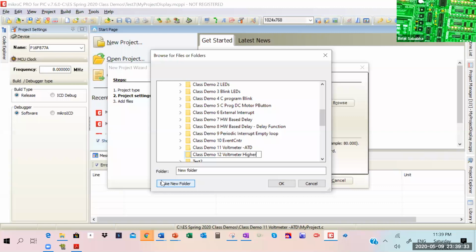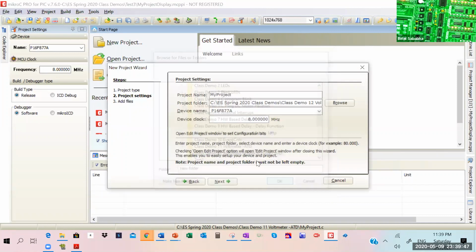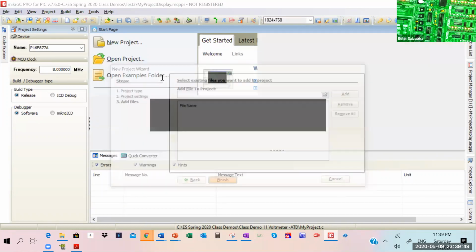Higher accuracy. Whatever. Okay. Let me show you the code.